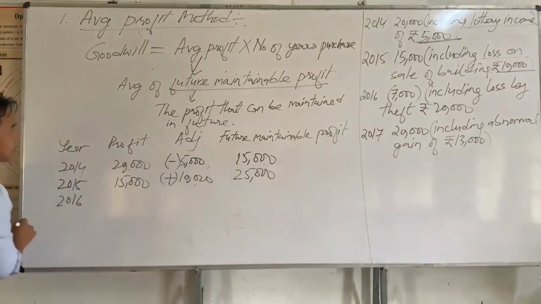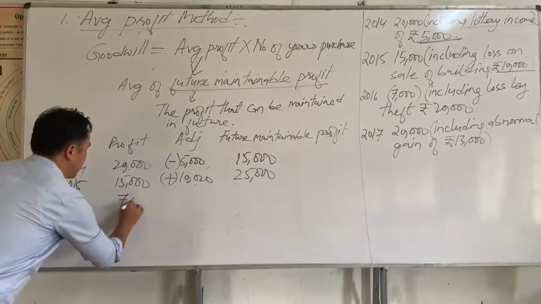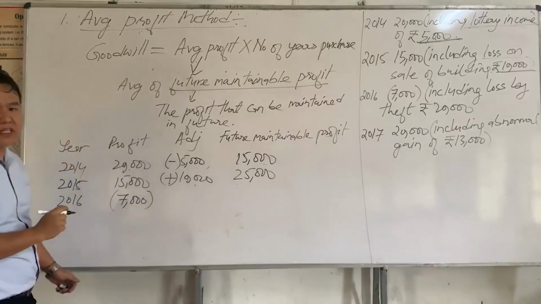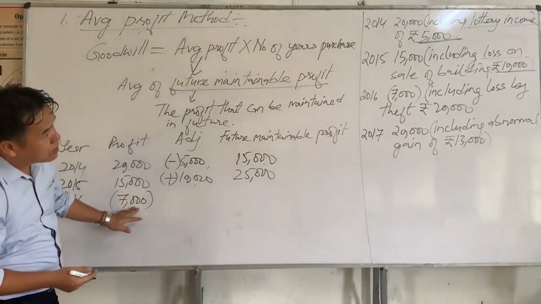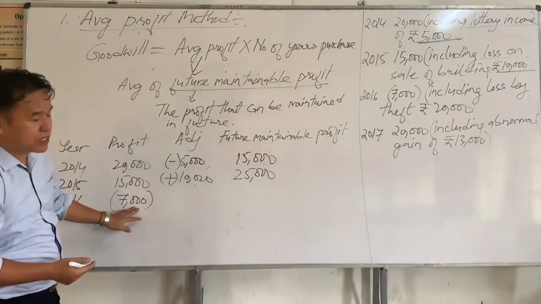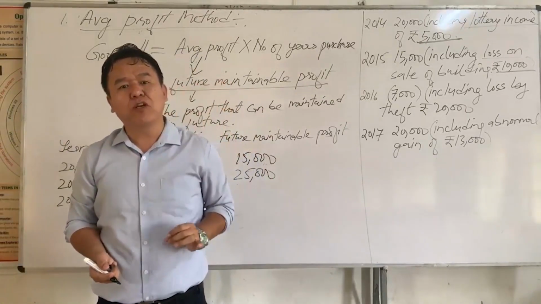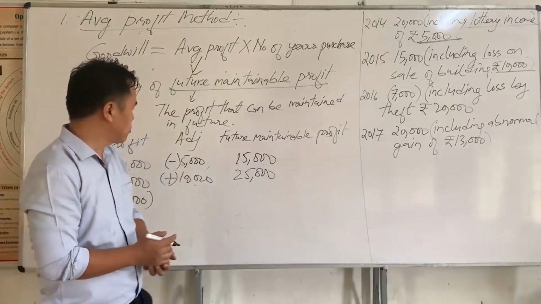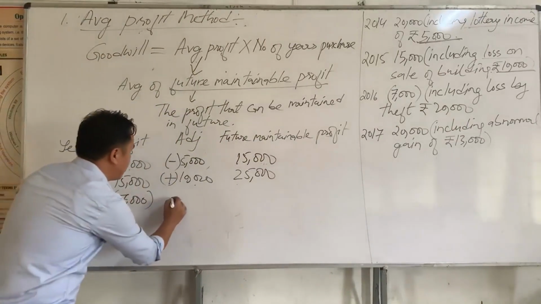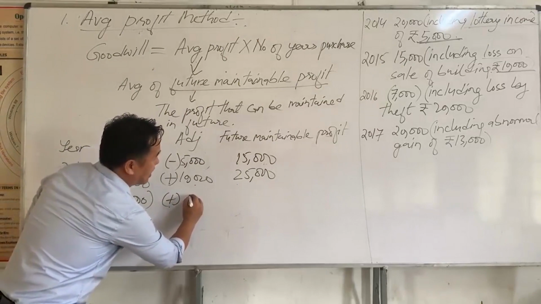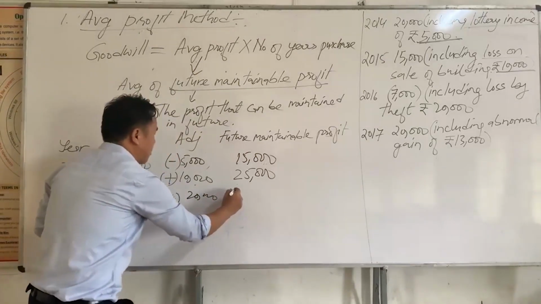In the year 2016, a firm suffered a loss of rupees 7,000. Here I will put a bracket which indicates loss. This includes loss by theft of rupees 20,000. So here, loss by theft is an abnormal loss. So all the abnormal loss should be added back to the profit of that year. If we add loss by theft of rupees 20,000 to the loss of rupees 7,000, the future maintainable profit will be how much?